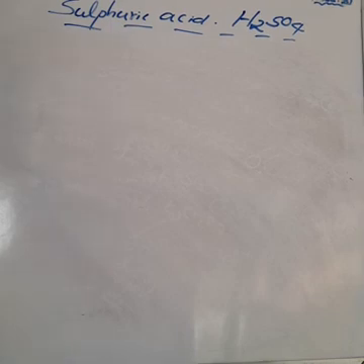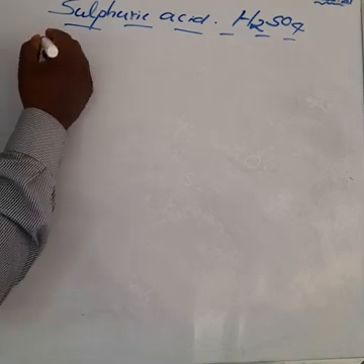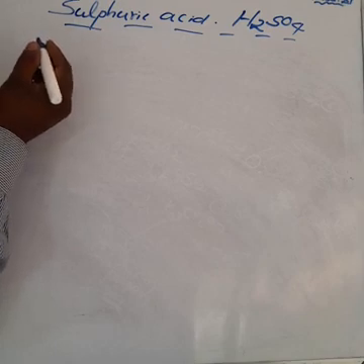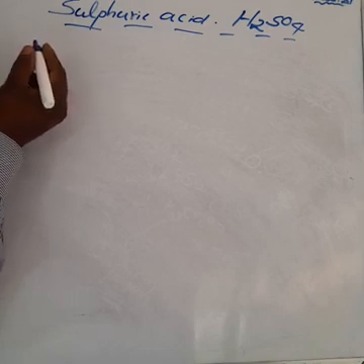So how is sulfuric acid prepared? Already we learned about that. Sulfuric acid can be manufactured by the lead chamber process, cascade process, and the contact process. These are some processes. First one is the manufacture of sulfuric acid by the contact process. Already we learned about that.